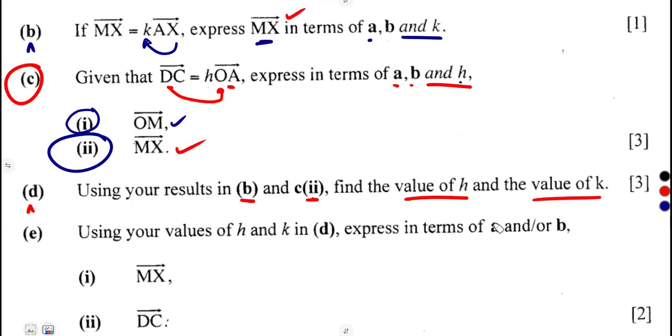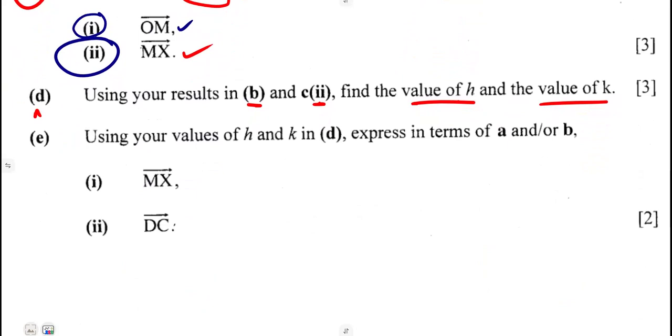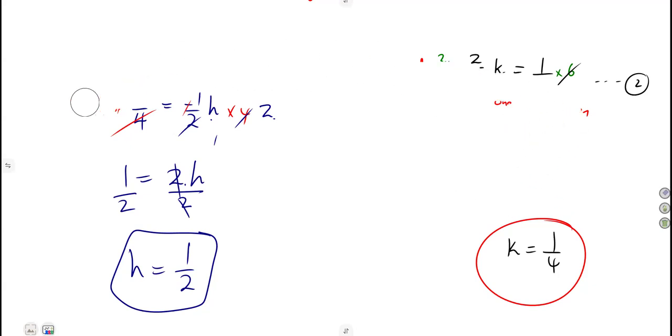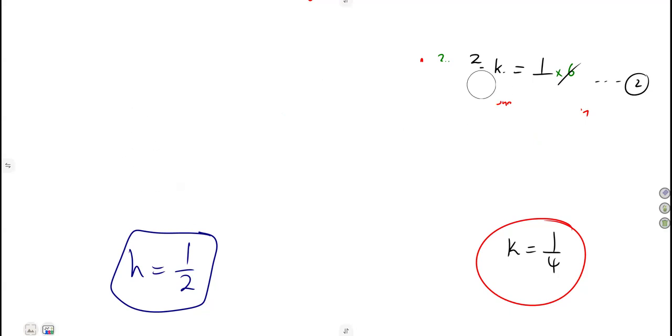And with these values, you are now asked to use those values of h and k in the ones that you calculated, and express them in terms of a and or b. So we just need a and or b only. We do not need any constant. All right. Item 1, mx. So you're going back to the mx that you calculated, with these values. All right. So let's find out.